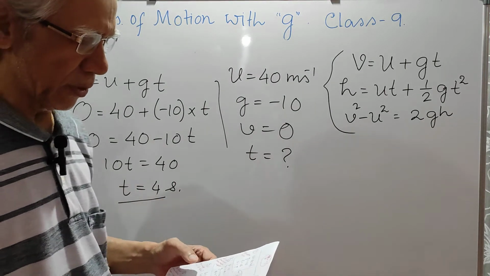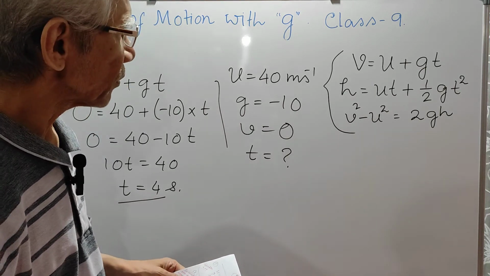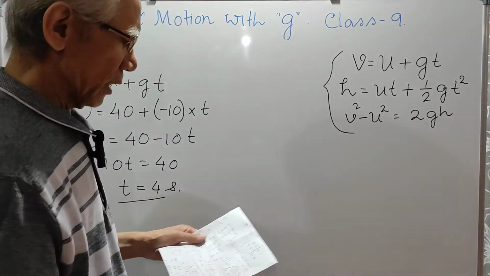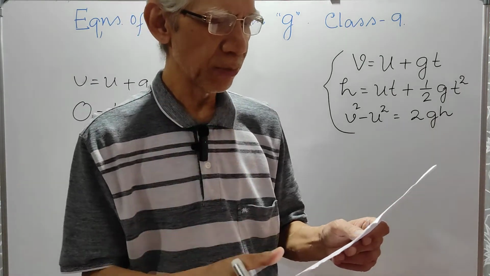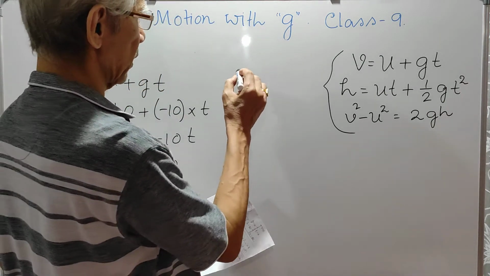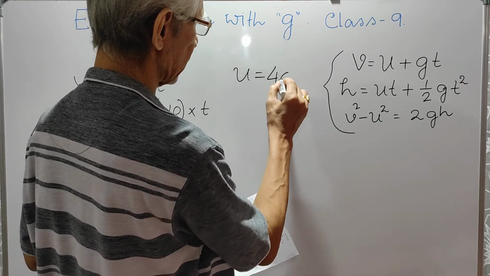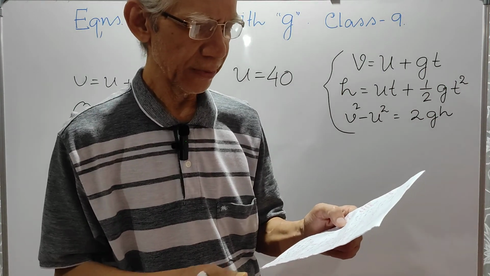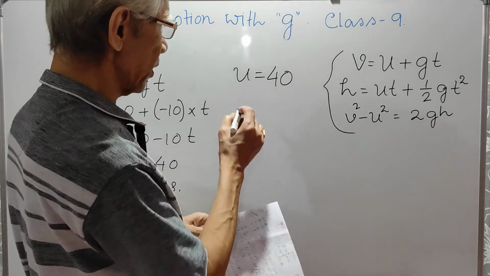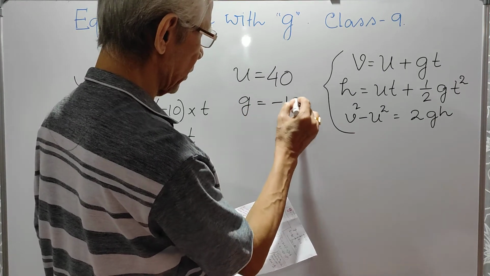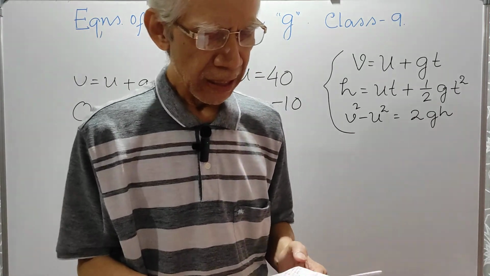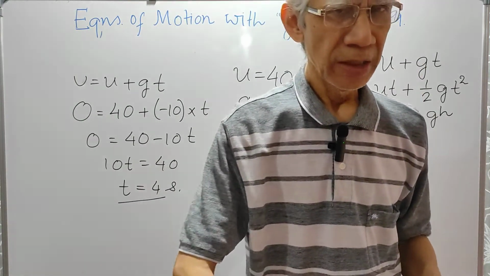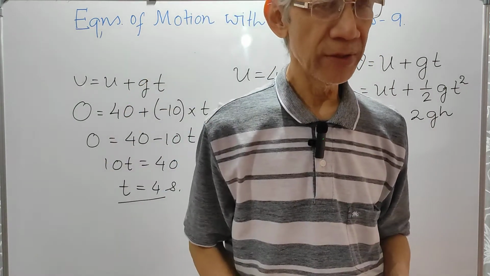Okay, let us see the third numerical problem. Again, a body is thrown vertically upward with a velocity of 40 meters per second. So u equal to 40, and z equal to minus 10. So that is obvious. Then the question is, how high will it rise? That means what height it will go.